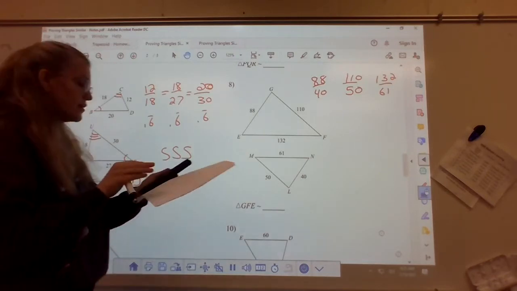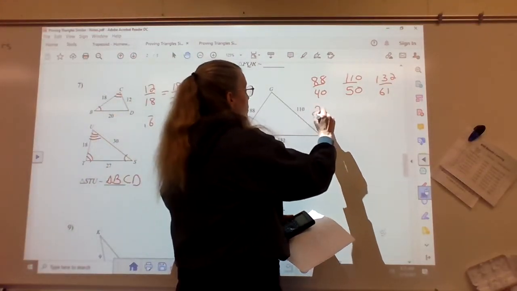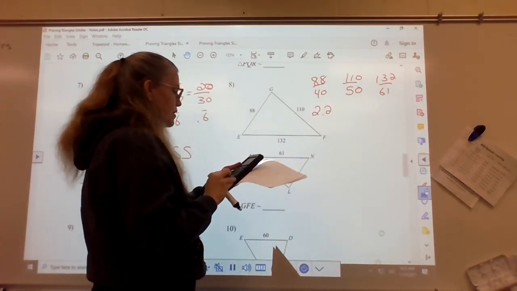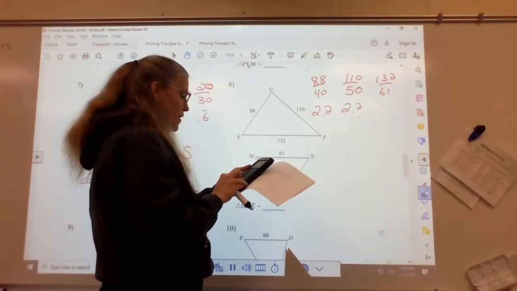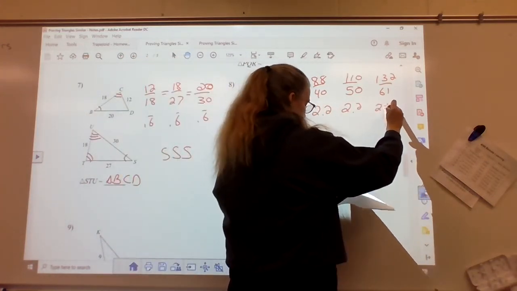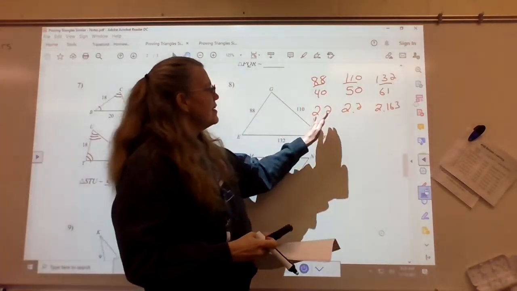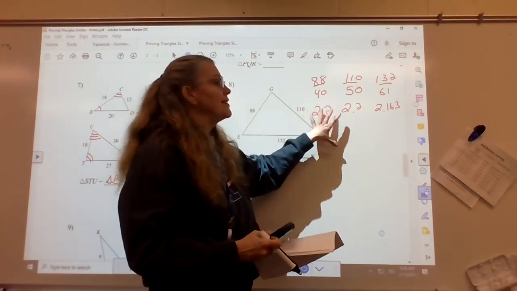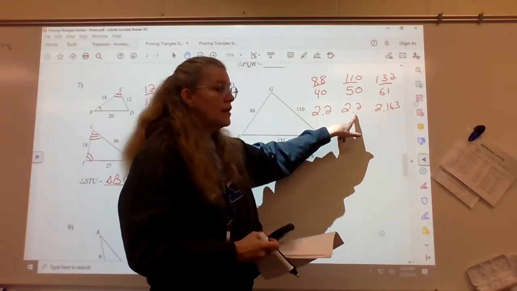So when I go to divide this, 88 divided by 40, I got exactly 2.2. 110 divided by 50, I got exactly 2.2. 132 divided by 61, I got this big long decimal, 2.163, blah, blah, blah. Well, these have to be exactly the same, not rounded the same, but exactly the same. So since this one, I would have had to round to get this, it's not going to work.